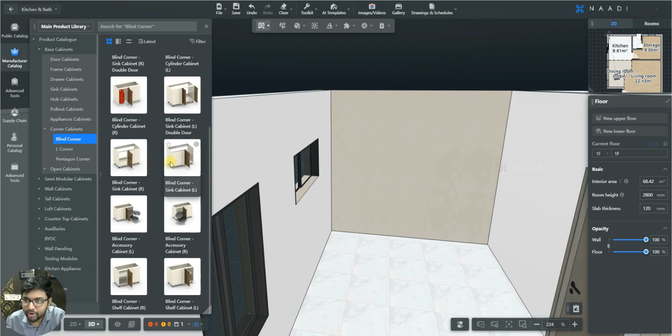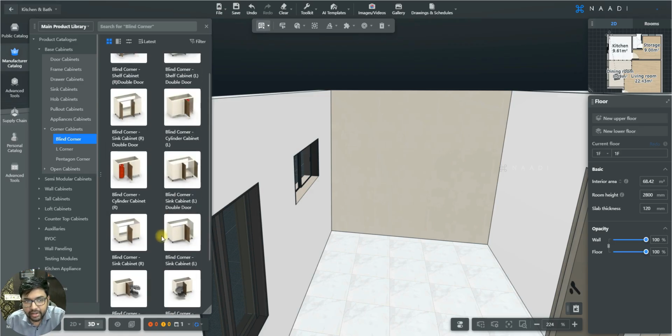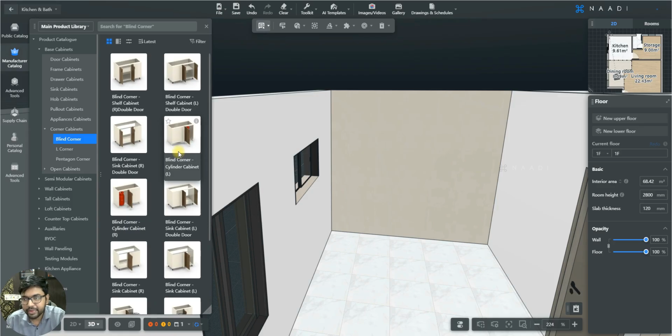So both are the same blind corner sink cabinet, but this one is a mirror image of this one. Because in this tool, you can't mirror a cabinet. Instead, you will have it as a separate cabinet. You can precisely use it to your point. You will see this in all your blind corners. For each and every type here, you will see this L and R. Can you see? Blind corner sink cabinet L and R, accessories L and R, shelf L and R, cylinder L and R, everything is present.